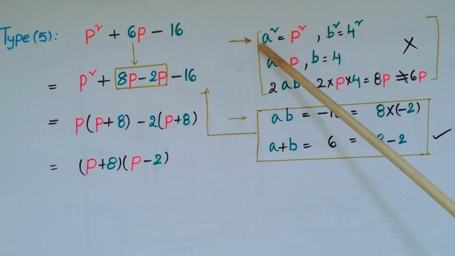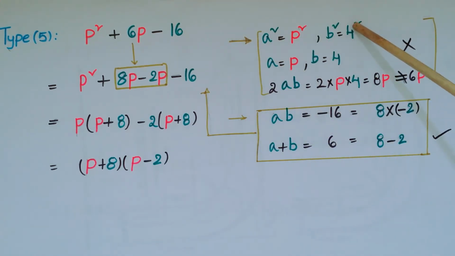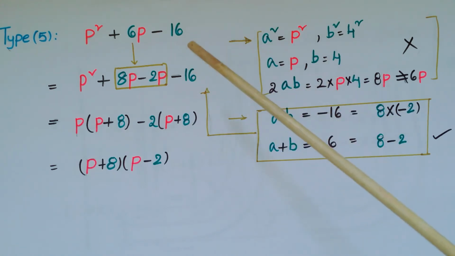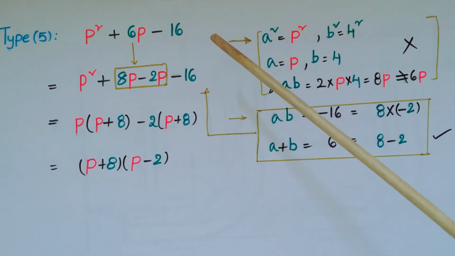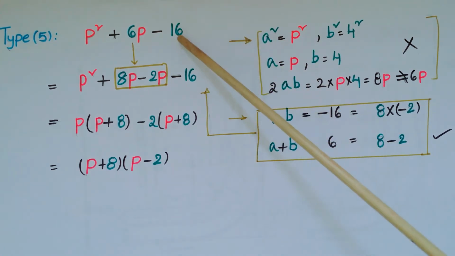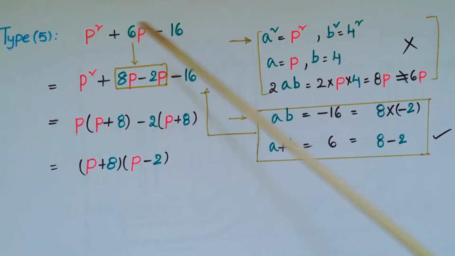But you can check like this: a square is equal to p square, b square is equal to 4 square, then 2ab is equal to, you will get 8p. That is not equal to 6p. So you cannot apply a square plus 2ab plus b square here. So just try for x square plus (a plus b) into x plus ab form. So here ab is equal to minus 16 and a plus b is equal to 6.